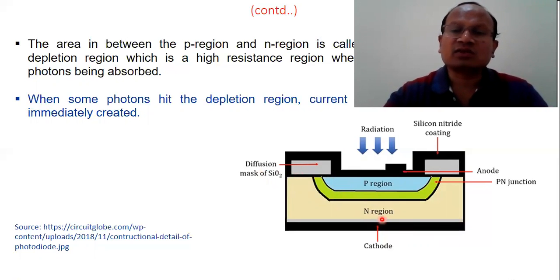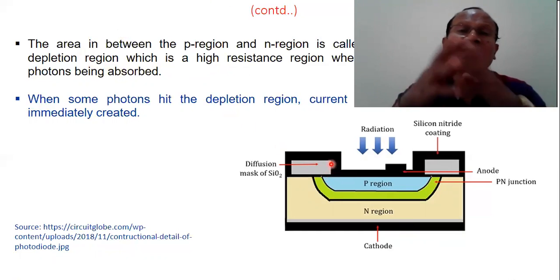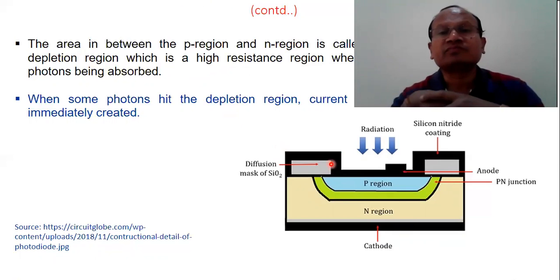So this N region is your cathode, and in this P region we can insert some aluminum rod or some similar thing, and make it the anode. A silicon nitride coating is also given there, and this provides insulation between these two regions. That insulation makes the depletion region in the PN junction. The area between the P and N region is called the depletion region, since the majority charge carriers are depleted from that region.